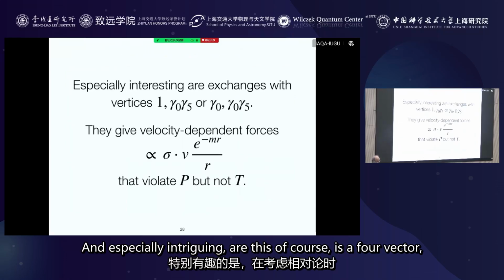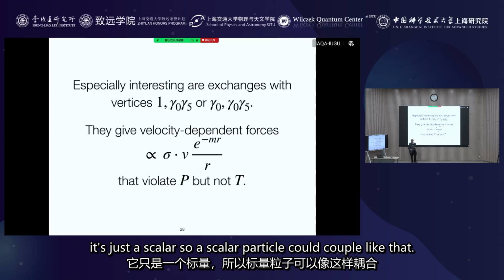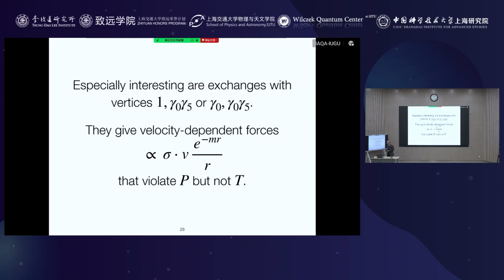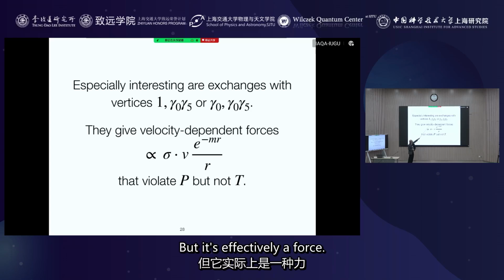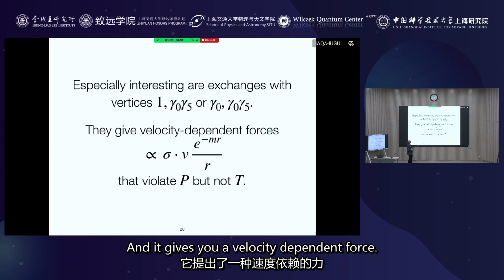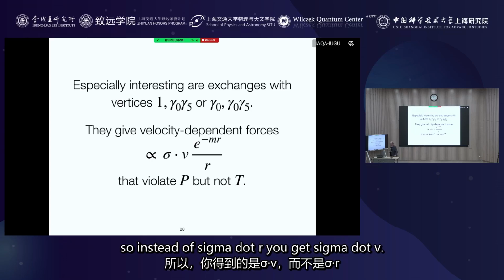And especially intriguing are, so this of course is a 4-vector as far as relativity is concerned, but in the non-relativistic limit, it's just a scalar. So a scalar particle could couple like that. Or that's, well, it's a non-relativistic limit of the exchange of a vector particle, if you like, but it's effectively a force, and it gives you a velocity-dependent force, and this one violates P but not T. So instead of sigma dot R, you get sigma dot V.